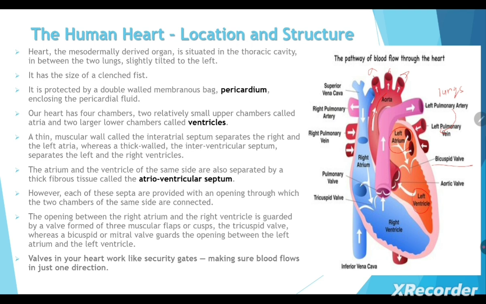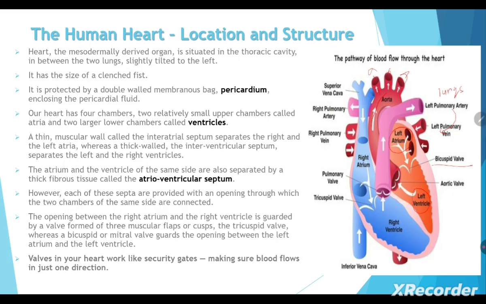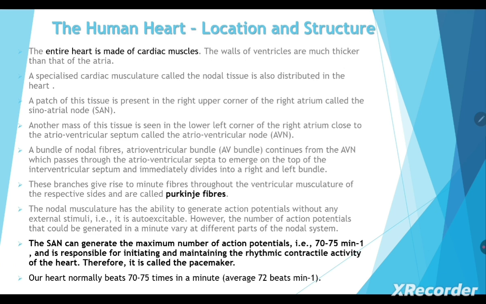So what we have learned is that there are 4 chambers of the heart, that is, right atrium, right ventricle, left atrium, and left ventricle, okay. So this is all. And as we can see also, our heart normally beats 70 to 75 times in a minute, okay. The average is 72 beats per minute, okay. And the entire heart is made of cardiac muscle. The walls of the ventricles are much thicker than those of the atria, okay. As we can see, the ventricle walls are thicker than the atrial walls, okay.